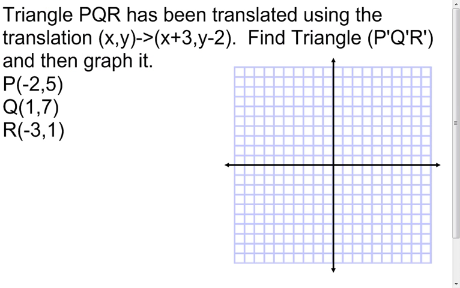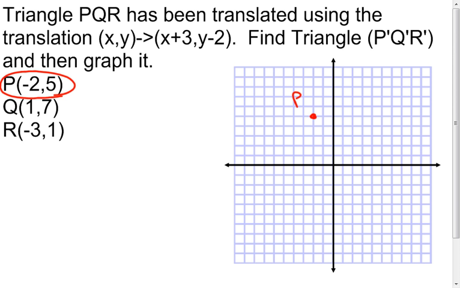Now I'm going to look at 2 examples in here. On this first one, I have triangle PQR, and it's been translated using the translation given to us. We want to find the image, triangle P prime, Q prime, R prime. Now, a couple ways to do it. I'm going to show you the first way with point P. I'm just going to plot point P. It's at (-2, 5). So here's P.